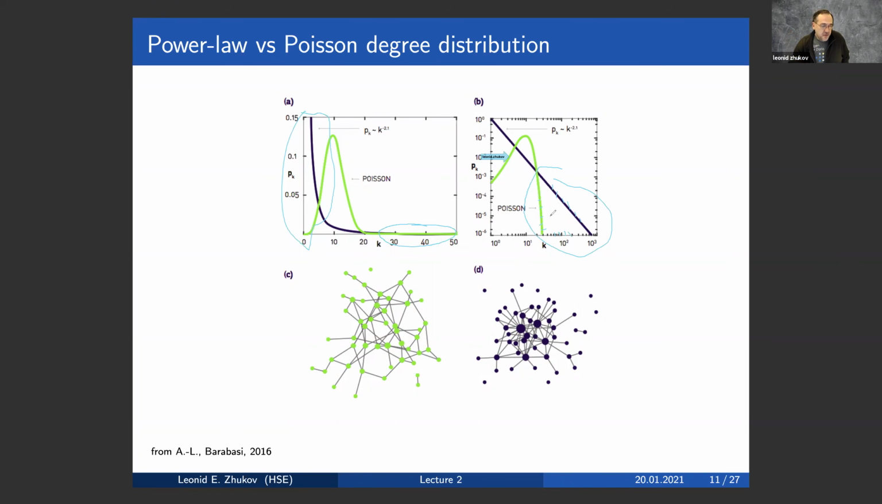With a Poisson distribution, the probability, for example, of having a node of size 100, which is not that large, it's just 100 connections, is actually around 10 to the minus 4. Now, if I continue this down, the probability of having a node of size 100 with a Poisson distribution is in fact 10 to the minus 94.